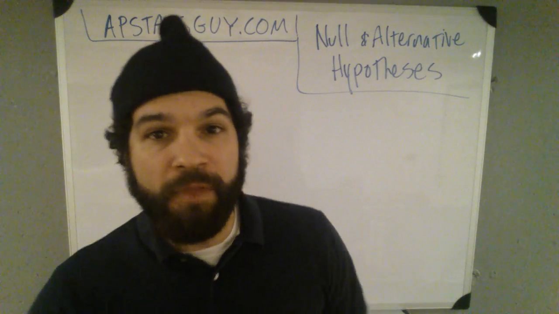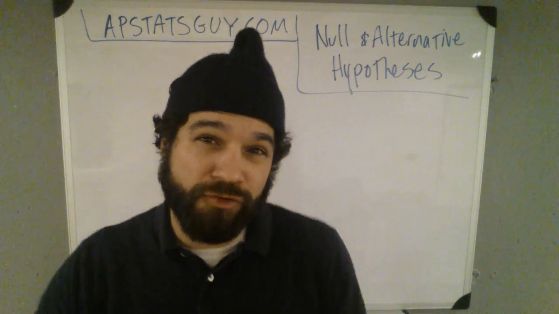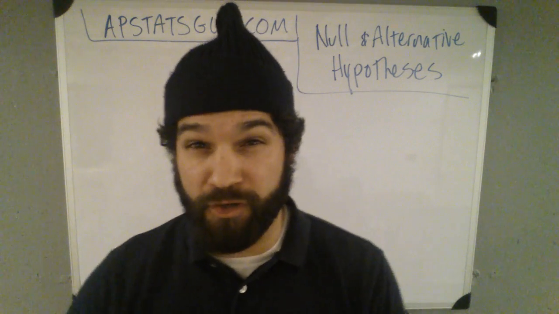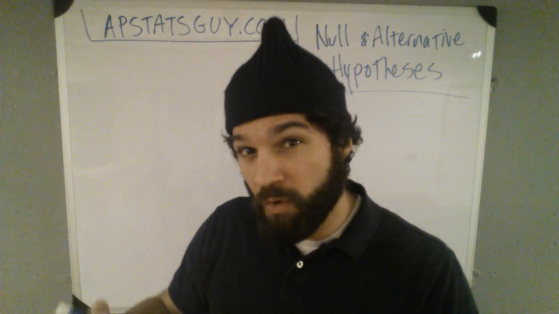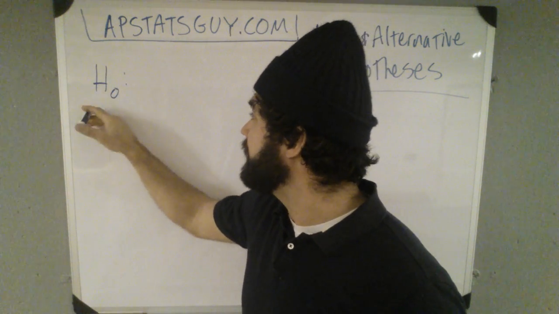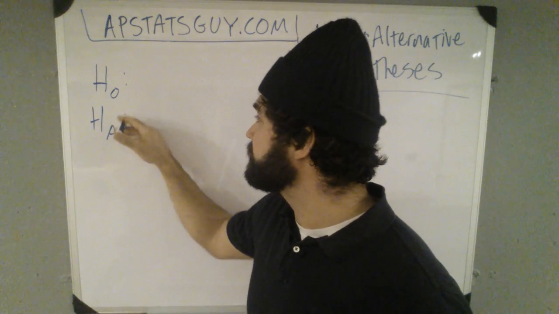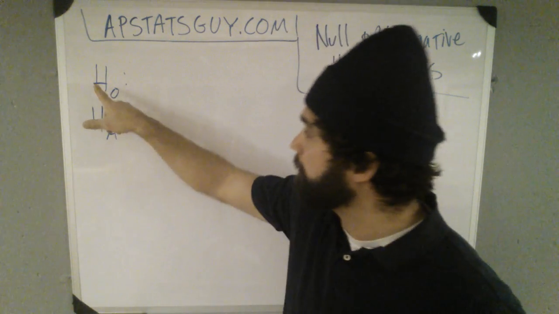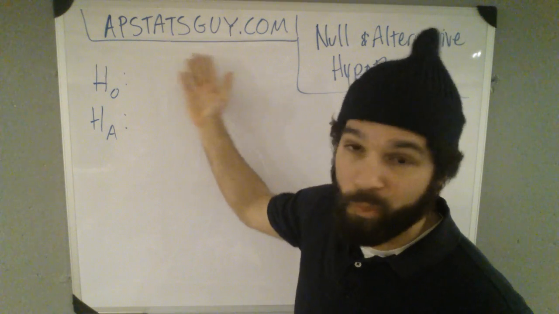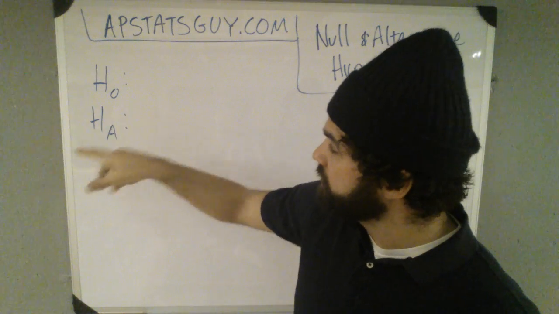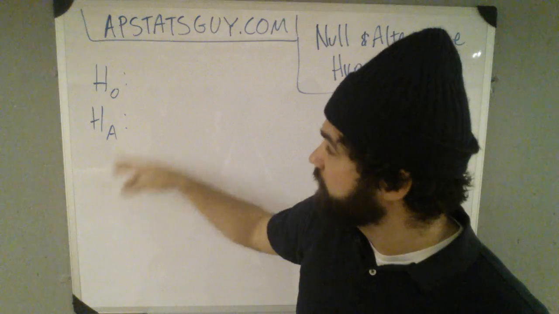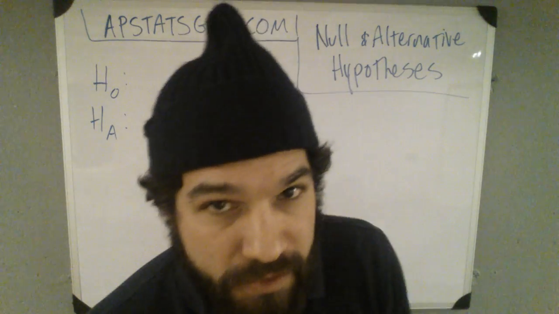All right, guys, we're going to talk quickly about null and alternative hypotheses. Whenever you try to prove something, you make a null and an alternative hypothesis. I like to call it the ho-ha, the ho and the ha, the null and its alternative. And this is how you write it. It's a capital H sub O, colon, then you write it in words or in symbols. And capital H sub A, which is the alternative hypothesis, colon, then you write it in words or in symbols.